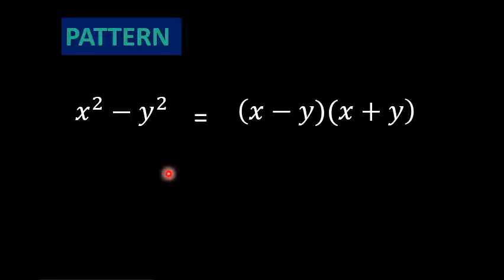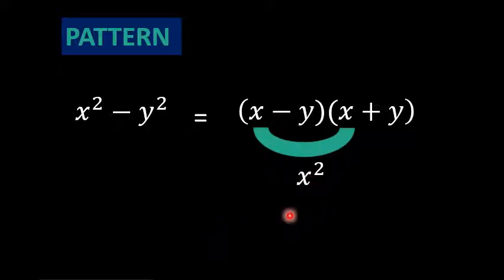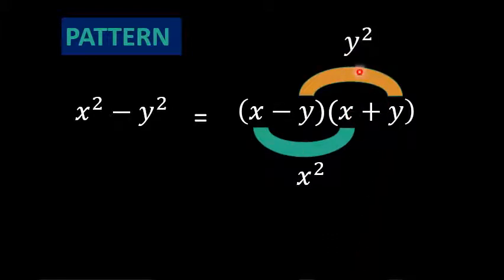The pattern: x raised to 2 minus y raised to 2 equals quantity x minus y, quantity x plus y. So x times x is the same as x raised to 2, and y times y is the same as y raised to 2.